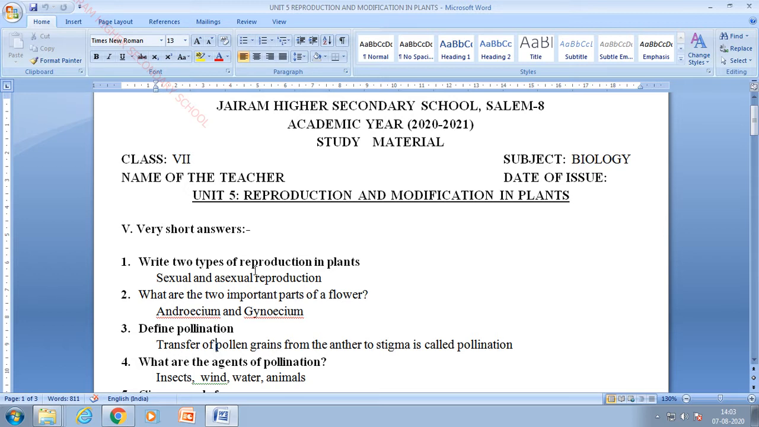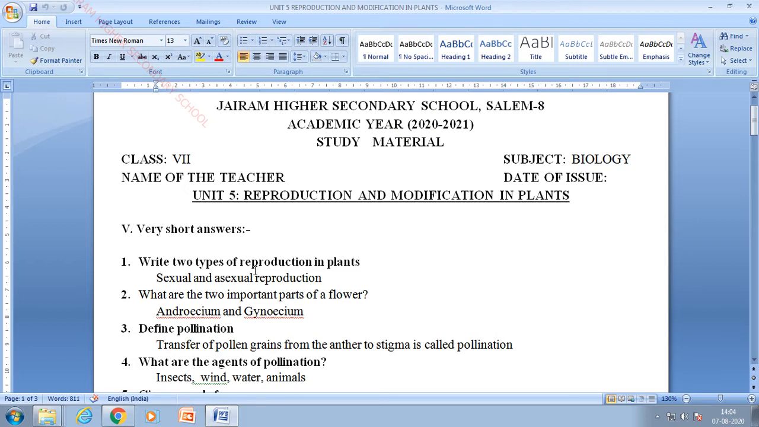In asexual reproduction we have different methods such as budding, fragmentation and spore formation. Here the progeny formed are very much similar to their parent. We have seen examples of different methods of asexual reproduction also.